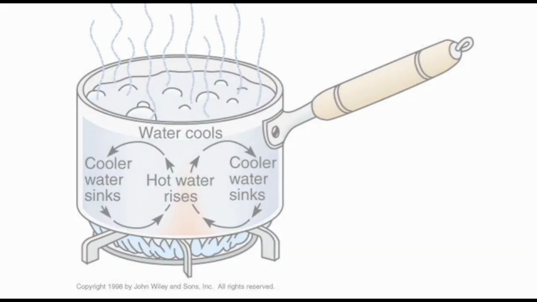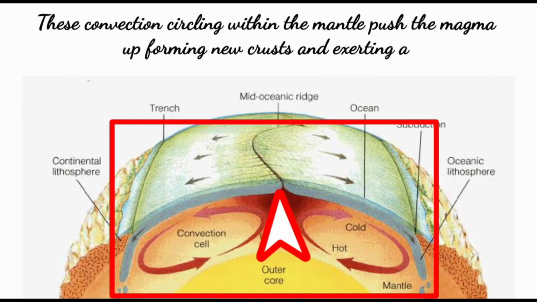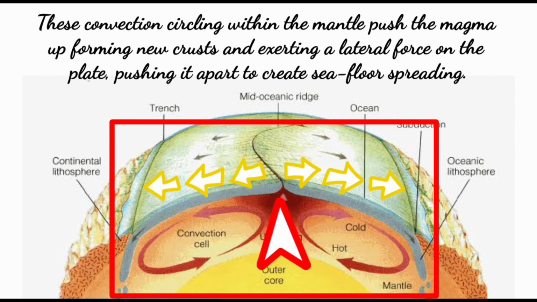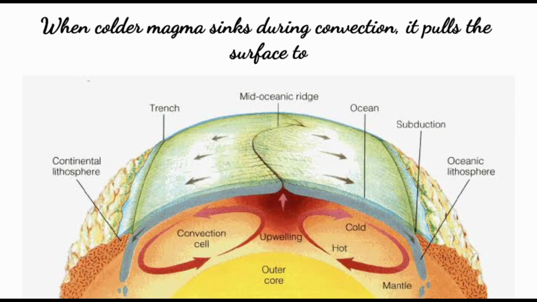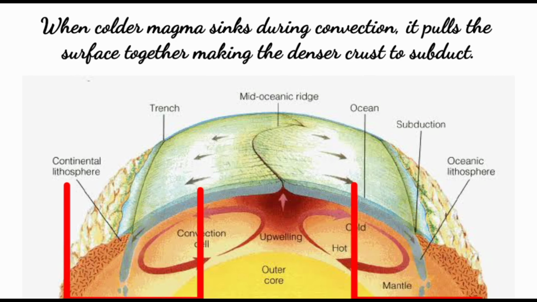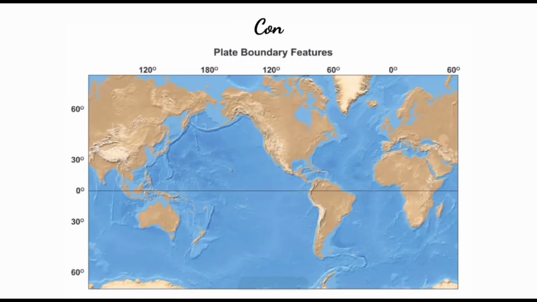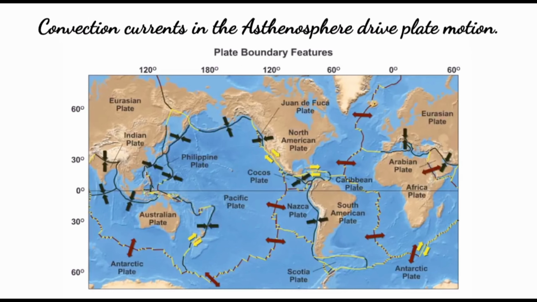This convection, circling within the mantle, pushes the magma up, forming new crust and exerting a lateral force on the plate, pushing it apart to create seafloor spreading. When colder magma sinks during convection, it pulls the surface together, making the denser crust subduct. And also, convection currents in the asthenosphere drive plate motion. That concludes divergent plate boundaries.